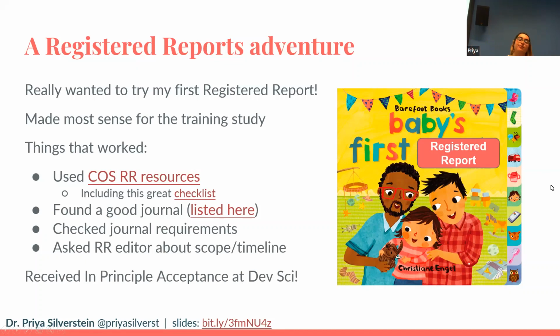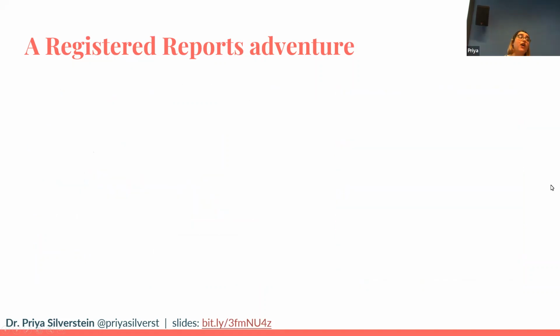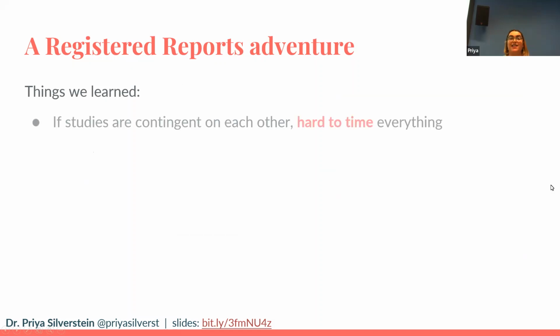So we received in principle acceptance at Developmental Science, which was really great. But there were also a lot of hard parts and things that we learned, so I'll share that as well. In this case, originally in the grant, it had been proposed that we do this study looking at the associations, which would then inform the training study. But we hadn't done that study yet, so it was a bit weird to do the training study without having that information. So it was a bit hard to time everything. It probably wasn't the best fit in that way. I was just too excited and wanted to do it.